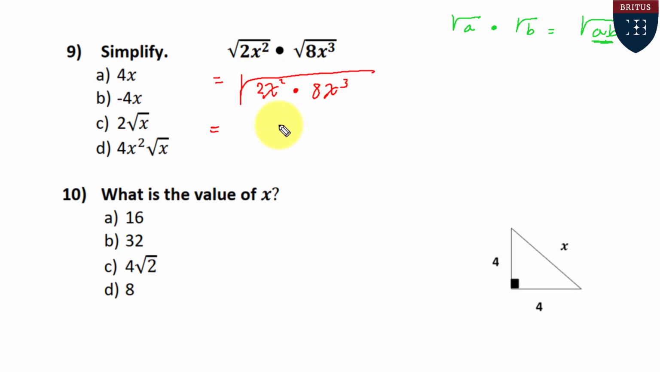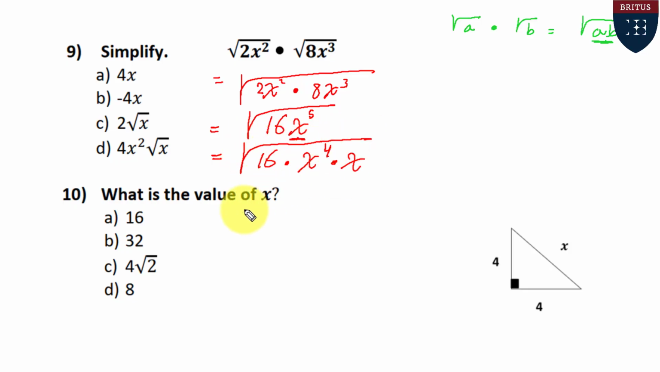2 times 8 equals 16. x squared times x cubed equals x raised to the power 5. So we get root of 16 x raised to the power 5. Now we can write x raised to the power 5 as x raised to the power 4 times x. So we get 16 times x raised to the power 4 times x, and don't forget to draw the root.